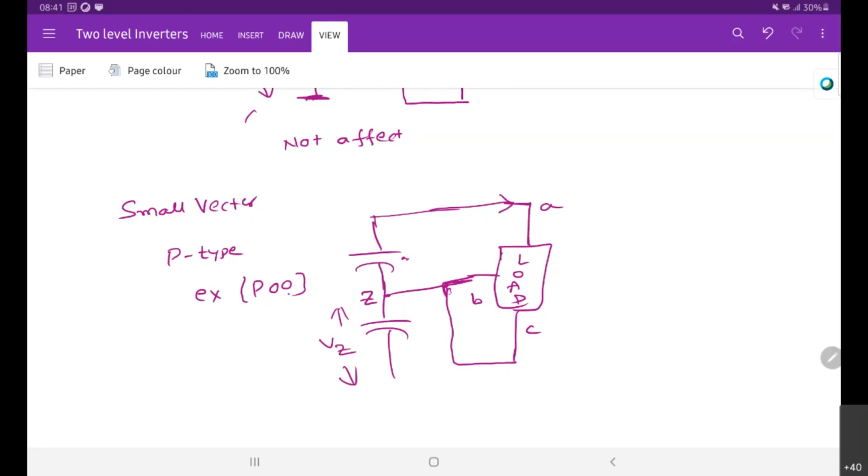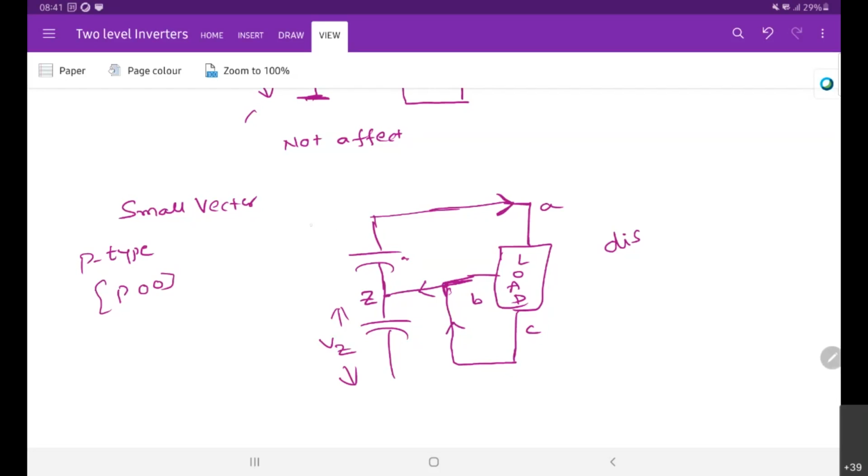Okay, so assume that the current direction is like this. So this is the outgoing current. Now tell me, is the top capacitor charging or discharging? Discharging, sir. Discharging, right? This capacitor is discharging. Clear? Okay, right? This capacitor is discharging.